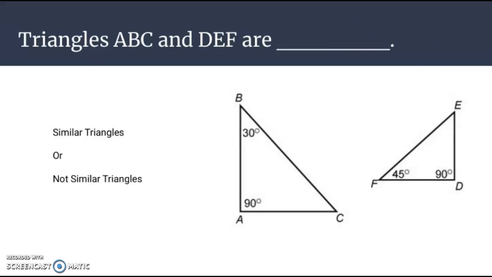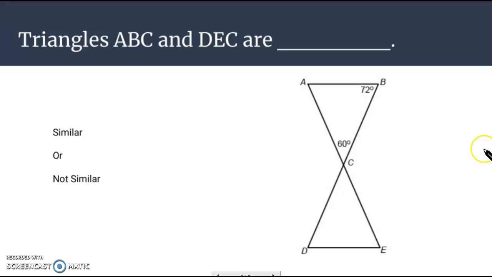Let's look at another one here. ABC and DEC. They share a common angle here. These two are 60 degrees, and we know 72 degrees up here. And then let's say we take 180 minus 60 minus 72. Our missing angle would be 48 degrees.